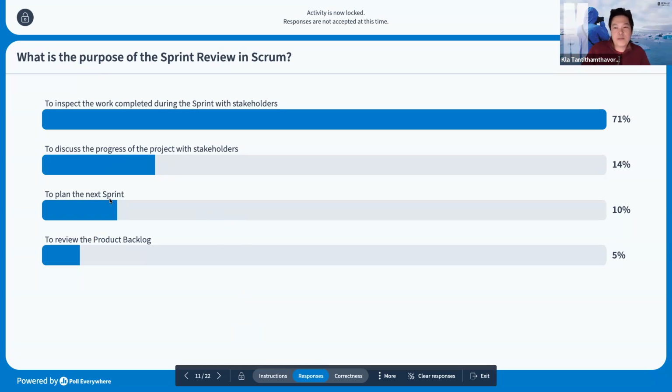Okay. Plan the next sprint could be, okay, but not the main purpose anyway. And sometimes planning the next sprint, I would not say that it is part of the sprint review. Okay, but if you communicate with the stakeholder that, okay, these are the things that you want to do in the next sprint, that kind of thing, okay, that might make more sense. But to plan the next sprint, normally it should be the sprint planning, right? Sprint planning, before you start the sprint, what are the things that you need to do? Okay, so that's the sprint planning. Yeah.